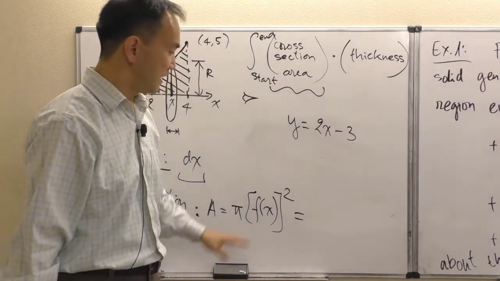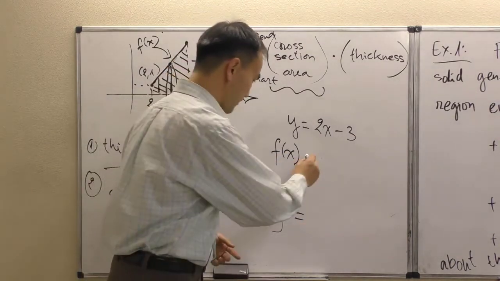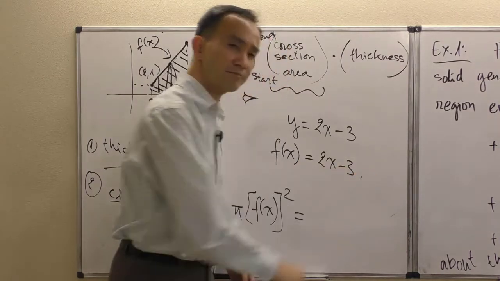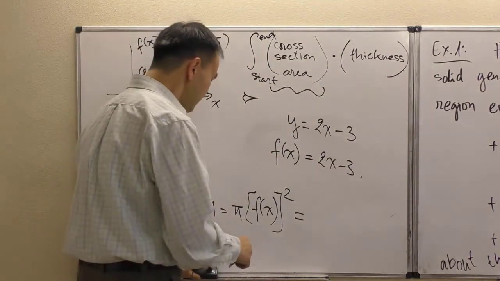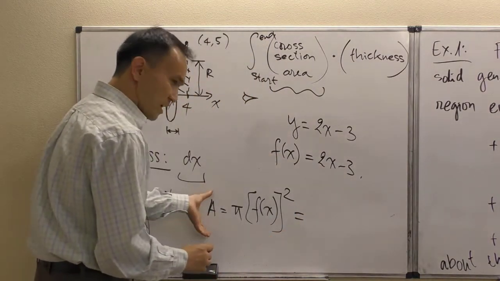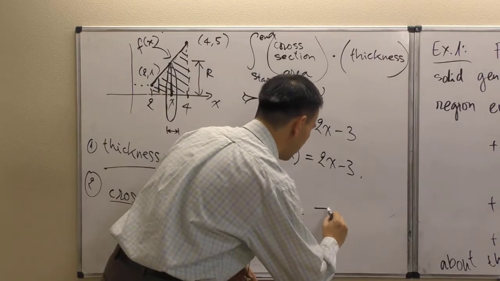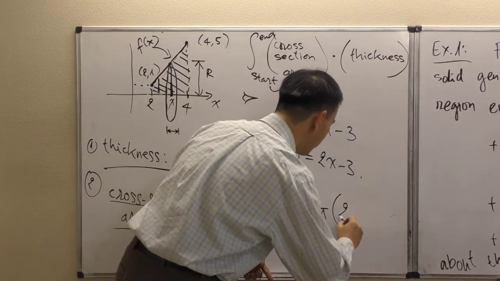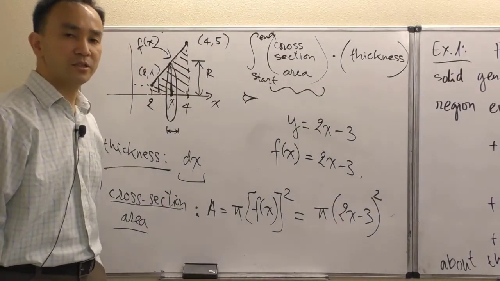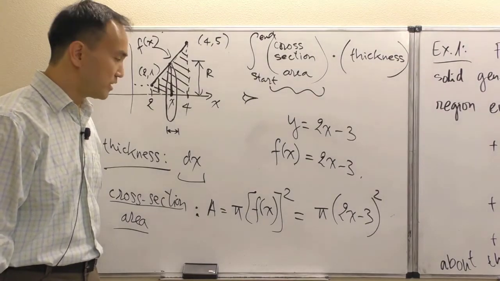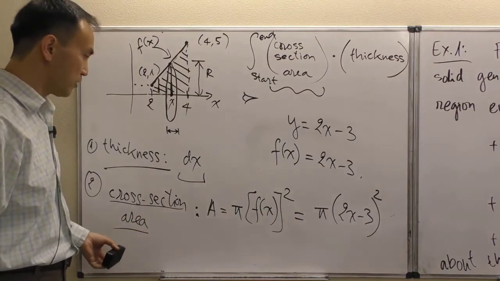And now 2x minus 3, that means we can also write that in functional notation: f of x is 2x minus 3. That's how I'm seeing it. So consequently in this problem, the area of each cross section is governed by the formula pi times (2x minus 3) squared. And so in that way, we are ready to make that final step.